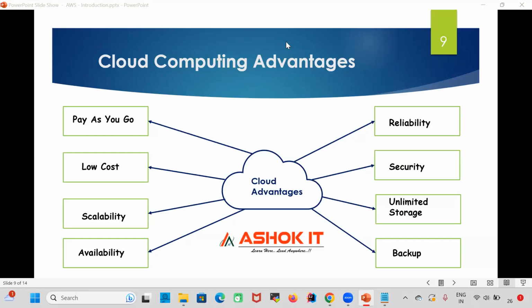Today, my application is running with 20 computers. I want to run it on 50 computers. Within a fraction of a minute, you can increase the count and you can decrease the count also. Cloud providers will support scalability. Scalability is what? Increasing and decreasing based on the demand.